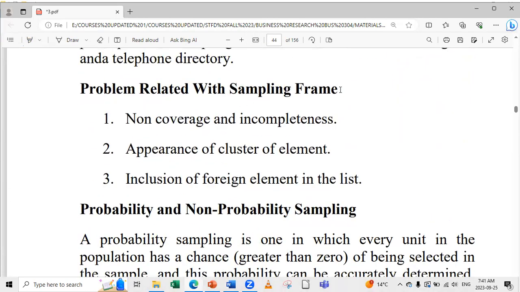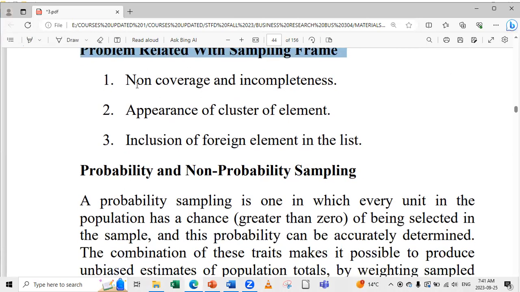Problems related with the sampling frame. Sometimes some problems happen with the sampling frame, like non-coverage and incompleteness. Sometimes it's not complete. Sometimes there is appearance of clusters of the elements. Sometimes there is inclusion of foreign elements in the list. Sometimes you find things that you do not expect in the list of elements, or the frame.